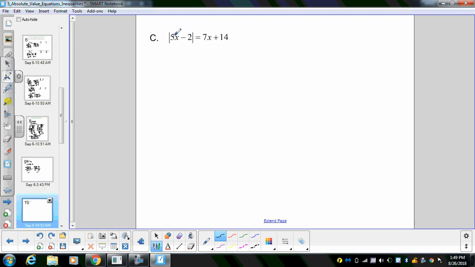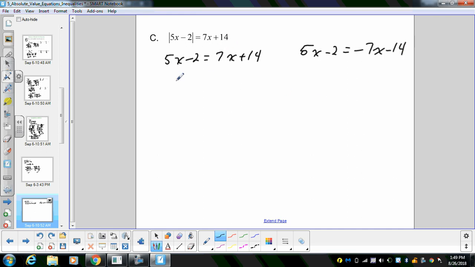Alright, so now let's form our 2 equations. So I'm going to have 5x minus 2 equals 7x plus 14. And then again, what's inside the absolute value does not change. That's still going to be 5x minus 2 equals. And then we're going to change these signs. So both these positive things are going to become negative 7x minus 14. So now we're ready to solve.